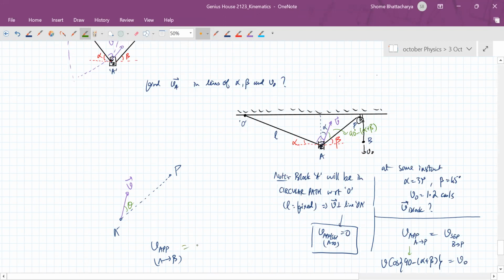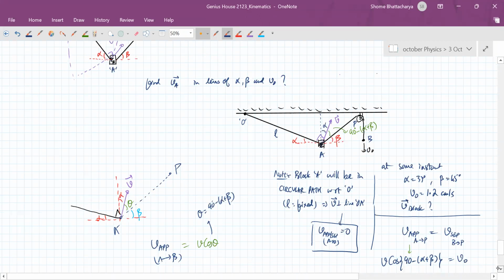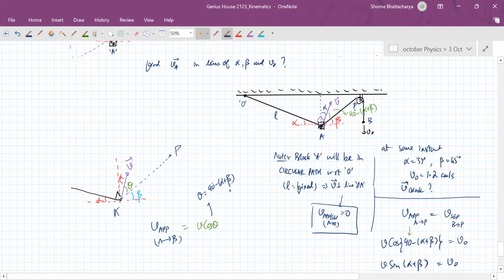So the approach velocity becomes V cos theta. Now the main thing is we have to find this theta. How to find it? You can see that the angle with the vertical is alpha, and this thread itself is at an angle of beta. So that's how we get that theta is equal to 90 minus (alpha plus beta). So V cos theta becomes V sine of (alpha plus beta).